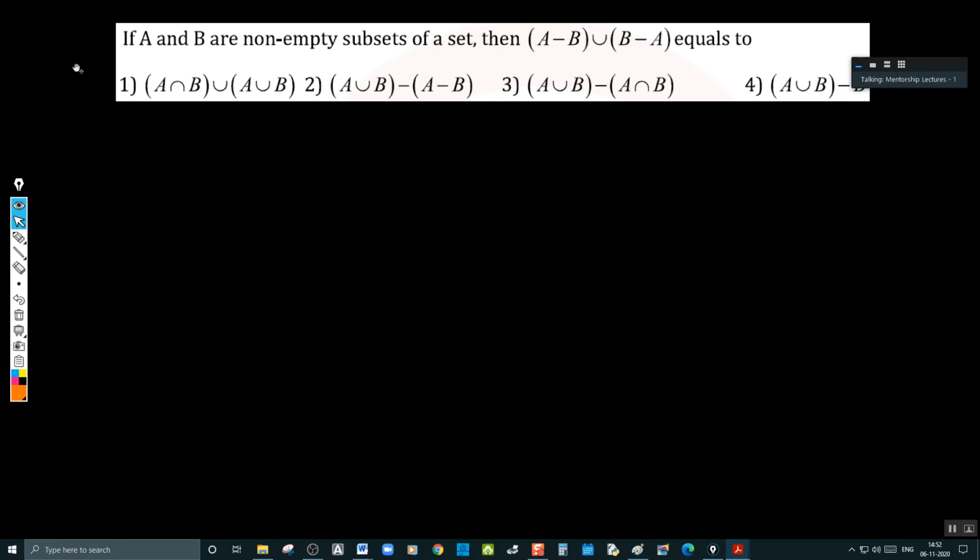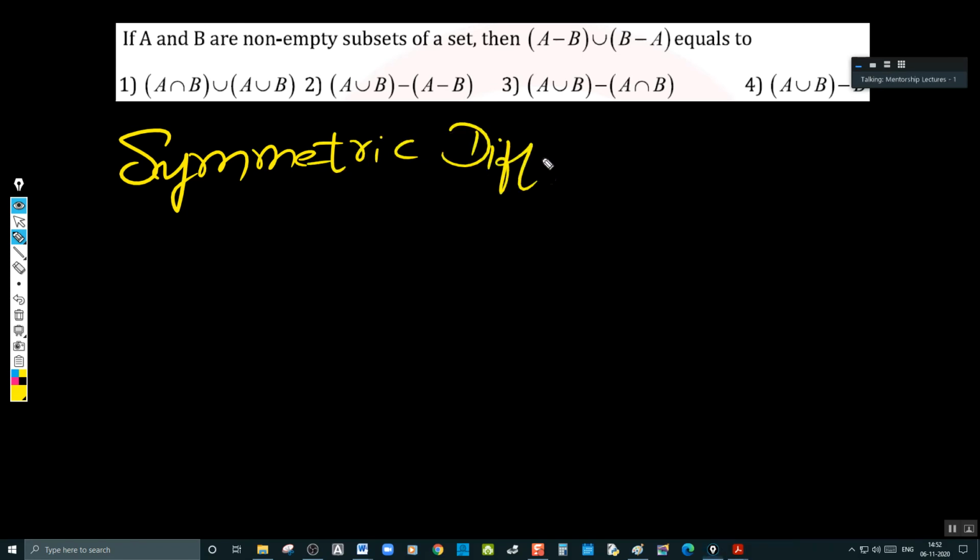Yes, sir. Next one, A minus B union B minus A. Just now I gave you this. What is the name of it? Symmetric difference. Symmetric difference. Are you there, everyone? Just now I explained it to you through the diagram also.